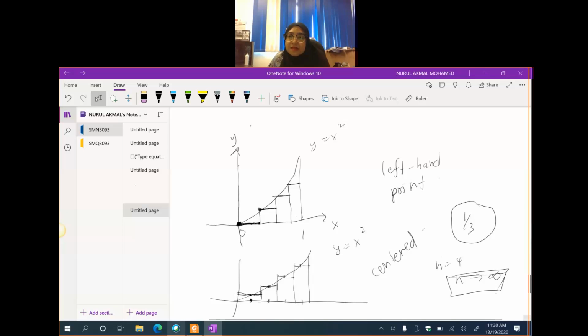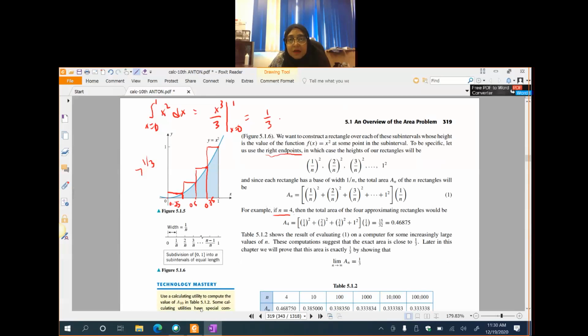Is it okay with all the three methods? I hope this is okay.